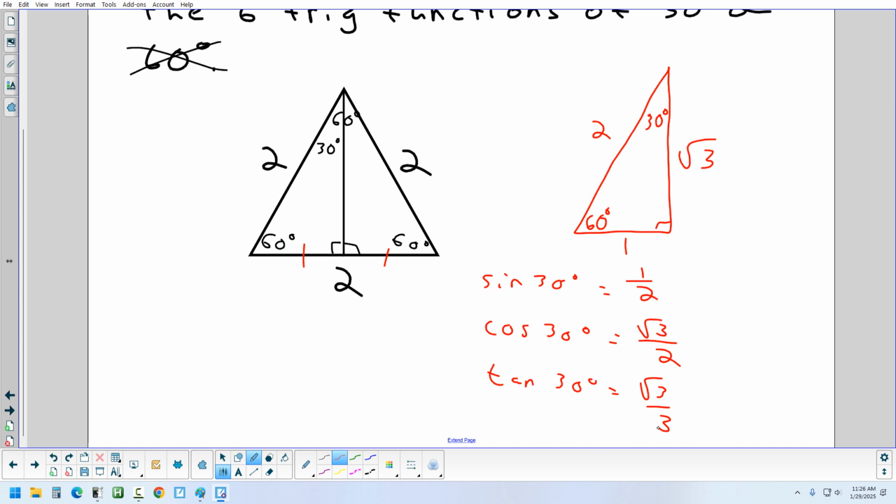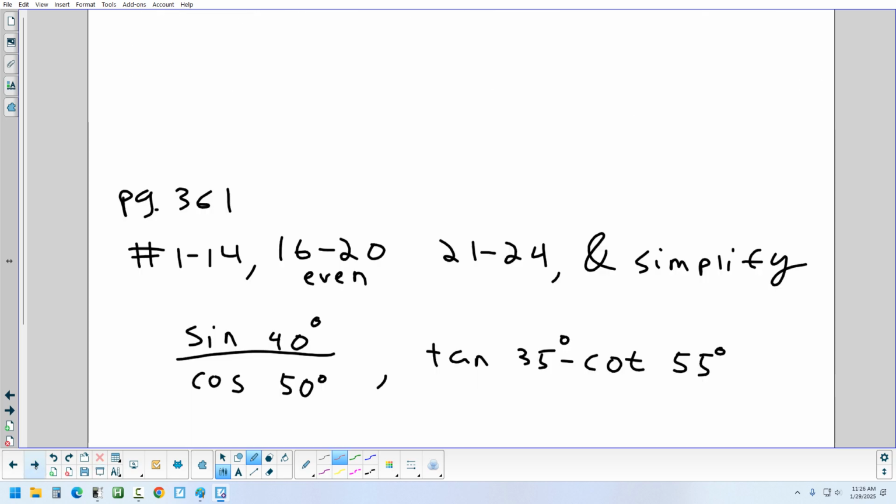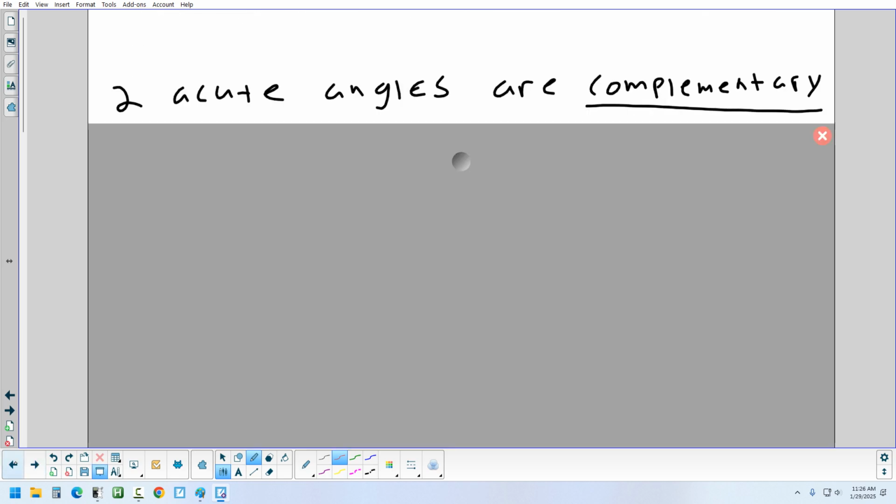So there's your 3 trig functions for 30, and then if you flip them, you could get the cosecant, secant, and cotangent. Any questions on flipping it, especially when you have to fix the root? We did a lot of the root stuff back when we did unit circle. Okay, so last page.